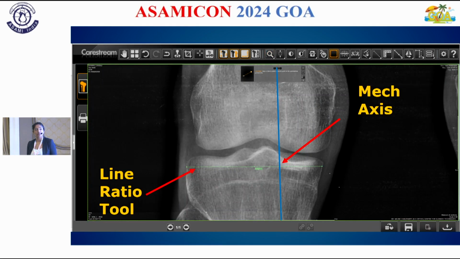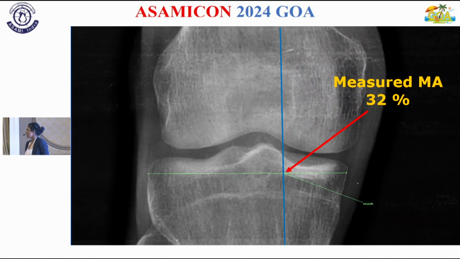And what we're going to do is, using the line ratio tool or whatever tool that you have in your particular software, you can figure out where exactly it is, at what percentage. Now, in this example, it's at 32%.